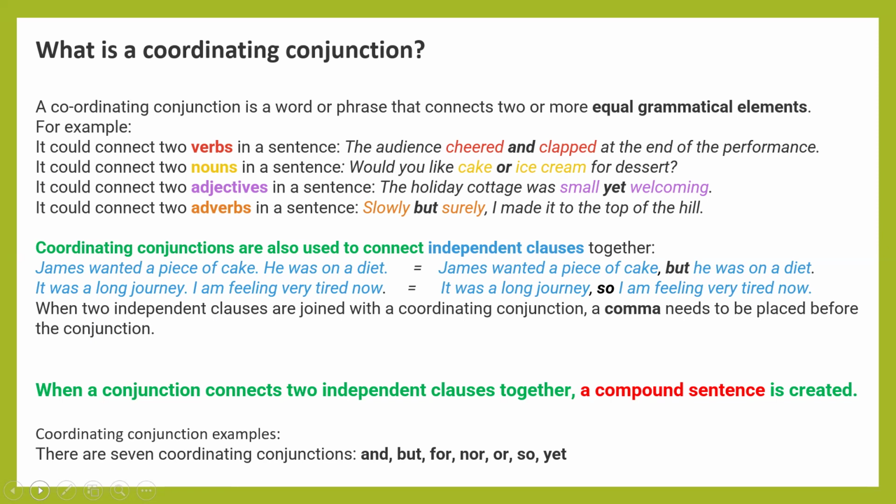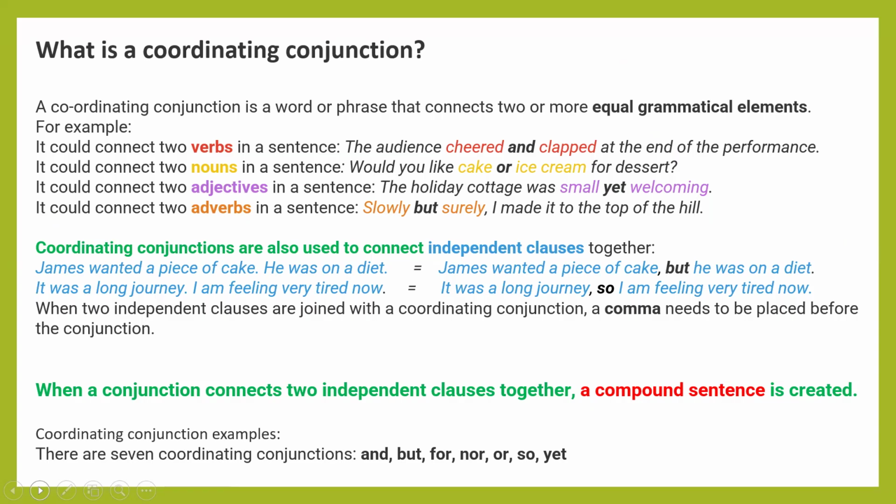Now again, it could connect two adjectives in a sentence. The holiday cottage was small yet welcoming. In this, small and welcoming are two adjectives, and yet is a coordinative conjunction. Now it could connect two adverbs in a sentence. Slowly but surely, I made it to the top of the hill. So slowly and surely are adverbs connected by the coordinative conjunction but.